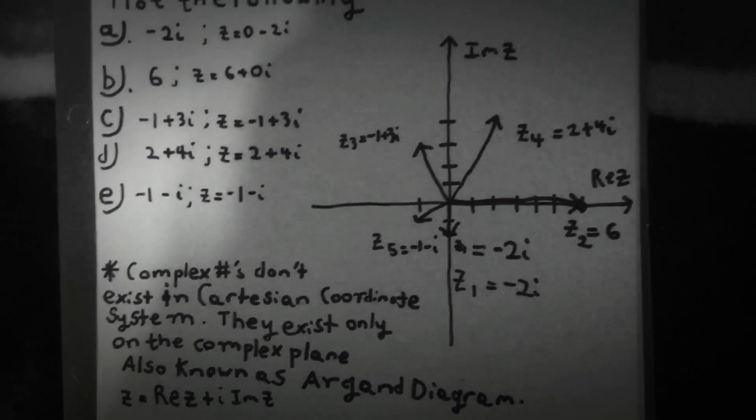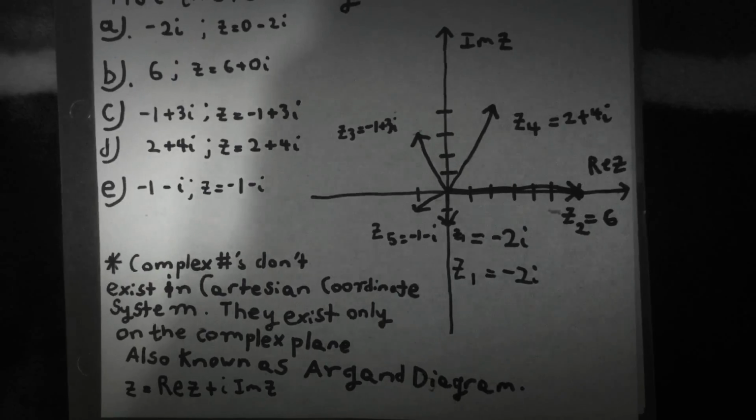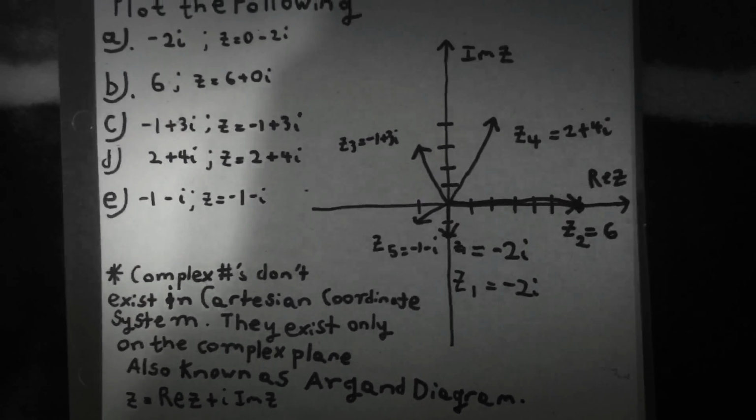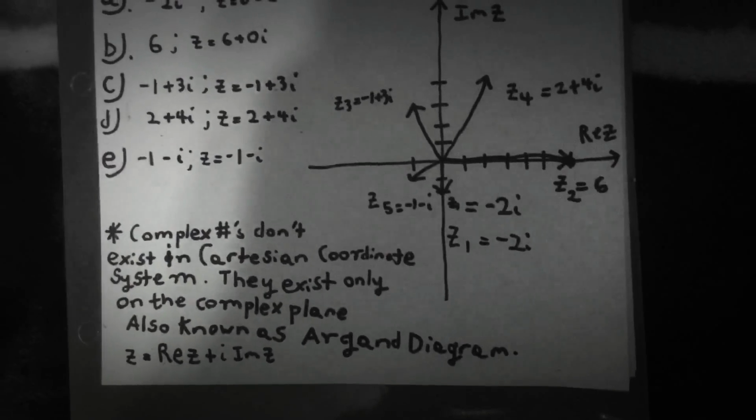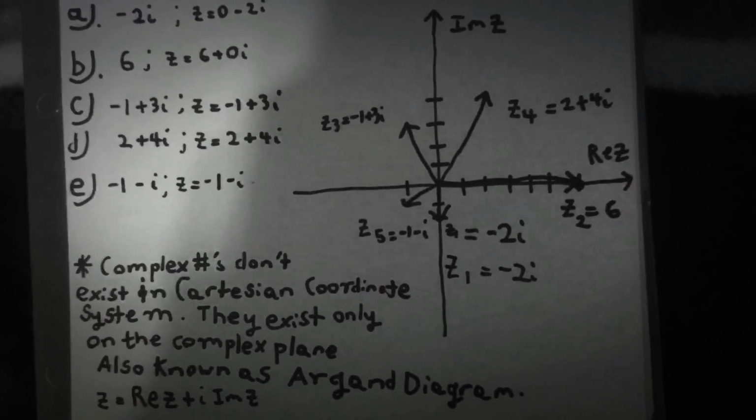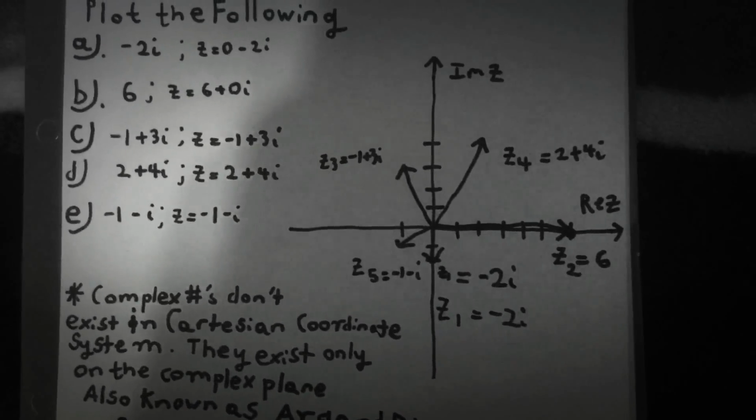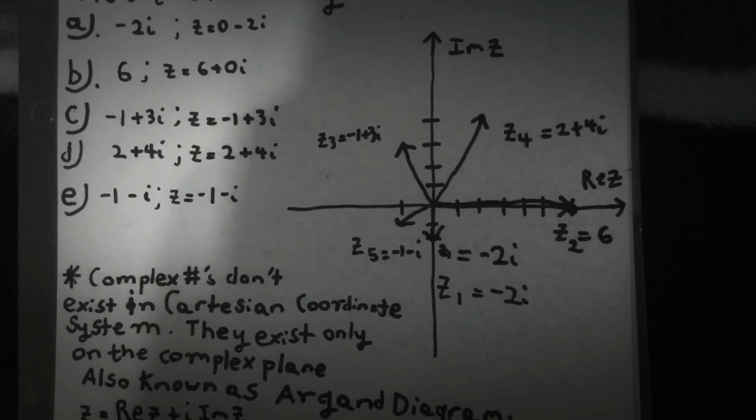An easier way to identify z notation is that it can also be written as the real component plus i times the imaginary component. The x component in the diagram is Re(z), and the y component in the complex plane is known as Im(z).